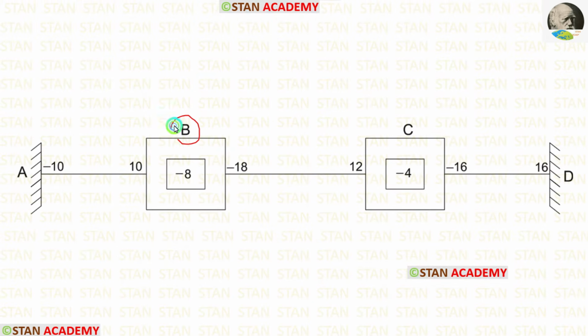In the joint B, there are two fixed end moments. We have to add them. After adding, we are getting minus 8. In the joint C also, there are two fixed end moments, 12 and minus 16. We have to add them. After adding, we have to write it here.